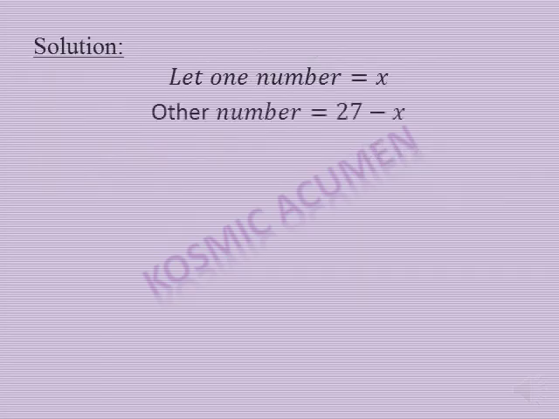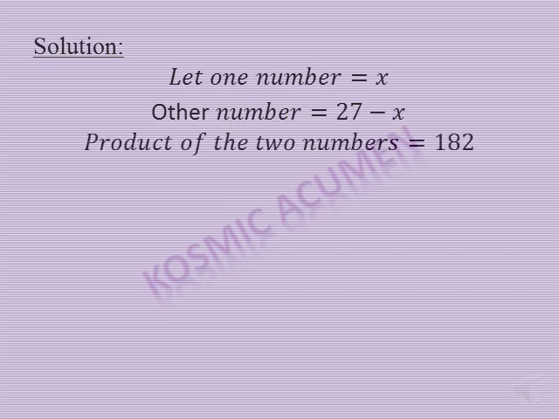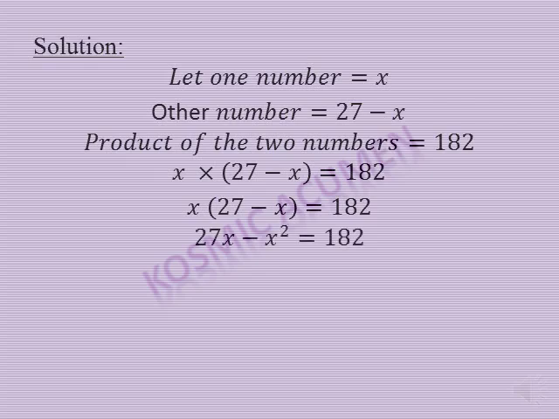So let us assume the first number to be x and the second number is 27 minus x. Why 27 minus x? Because the sum of the two numbers is given to us. Also they have given us the product of the two numbers to be 182. So when we multiply the two numbers, the equation that we have is x multiplied by 27 minus x is equal to 182. Further we open the brackets and we have 27x minus x square is equal to 182.